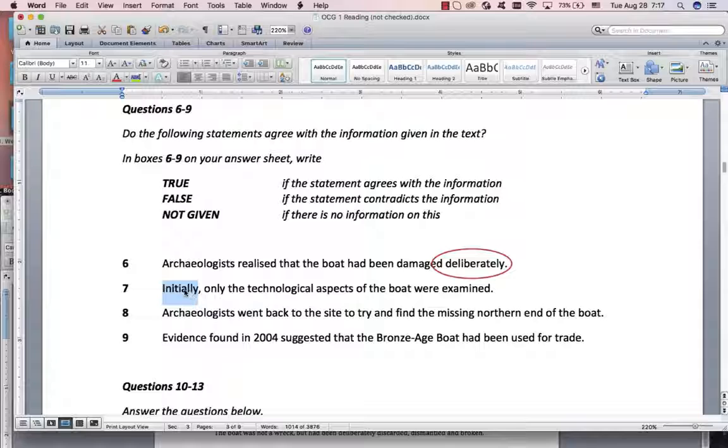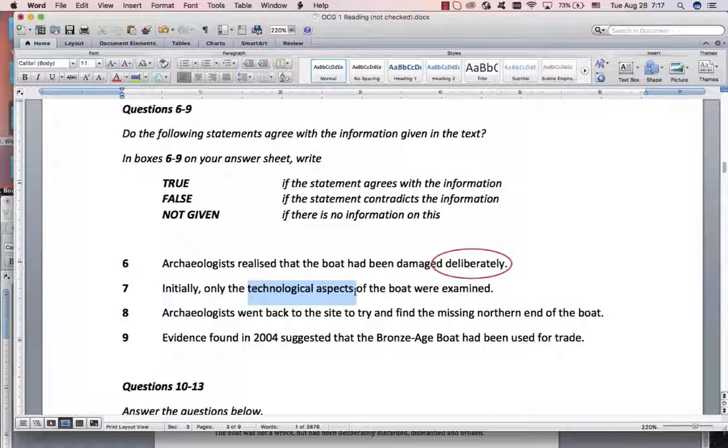It's not going to be this. Be careful of these. You can waste time on these. It's the same sort of thing as this. It's just scanning language. They're not going to test these time phrases at the beginning. What are they going to test? It's this word over here. Was it only technological aspects, or were there other aspects as well?